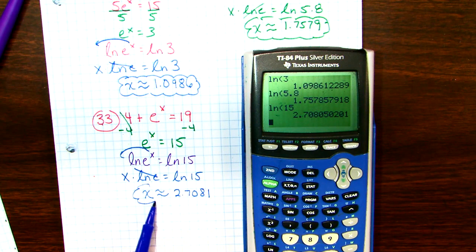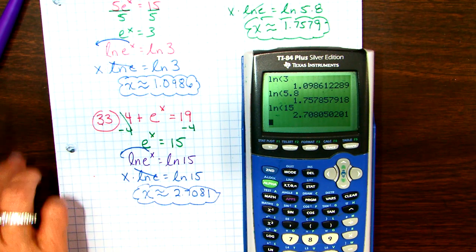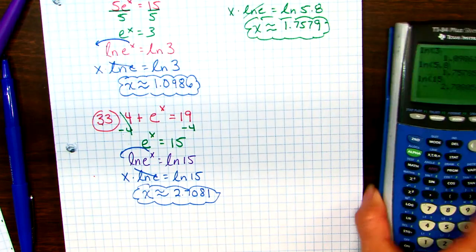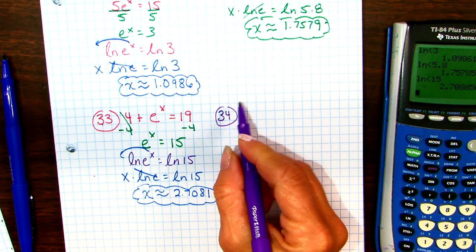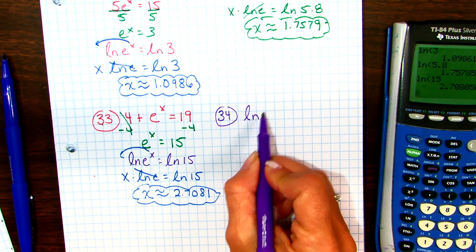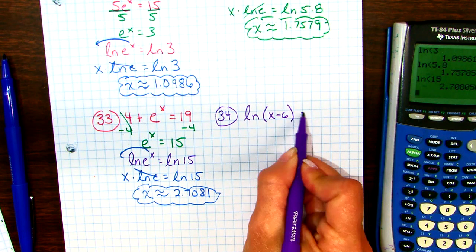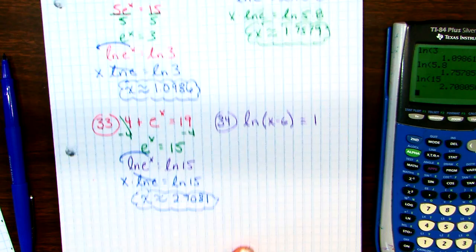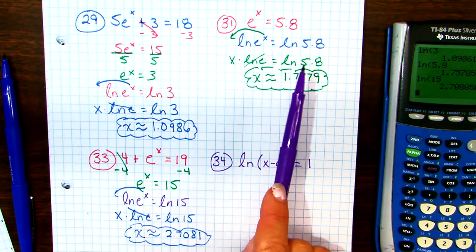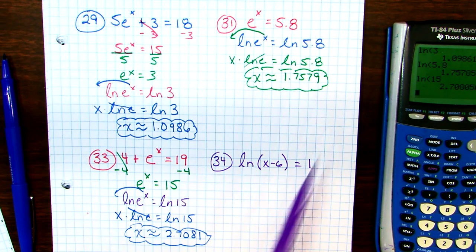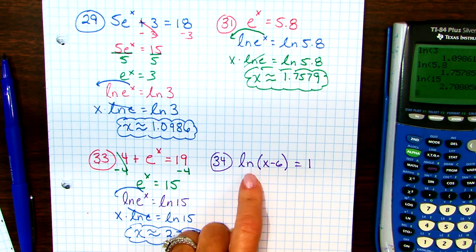I'm actually going to do one more with you because I want to do one of the log ones with you. 34 is the next one. So pay attention to what's different in this problem, number 34, in comparison to the 3 we did before it. 29, 31, and 33 were exponential functions. They had e to the x in them. 34 doesn't have an exponent anywhere in it. It has a log in it.